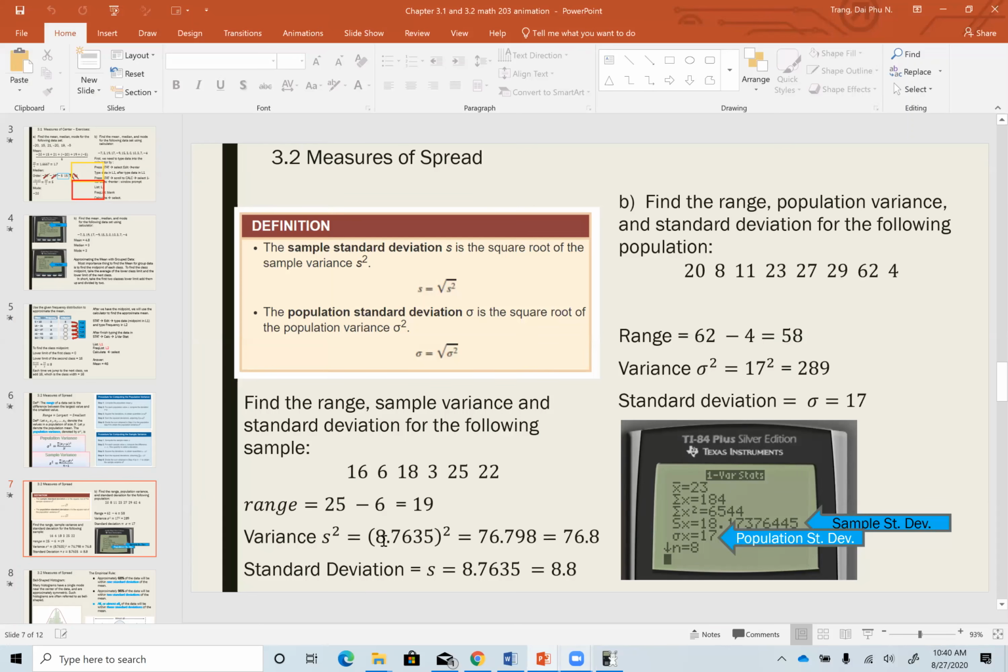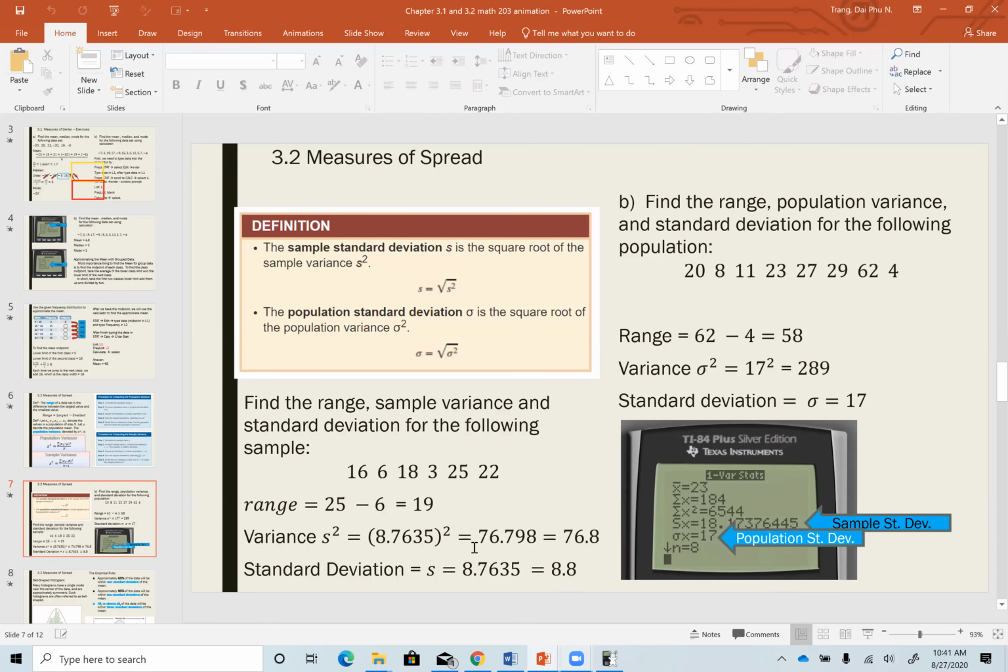The other thing I want to point out is this. Make sure when you do the calculation, use as many decimal places as you can. To be safe, use at least 4 decimal places. Don't use 8.8, because if you use 8.8, your answer will be wrong because you estimated it. And when you estimate and then square it, you get a humongous error.